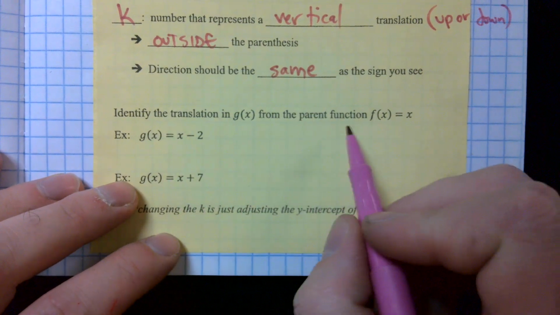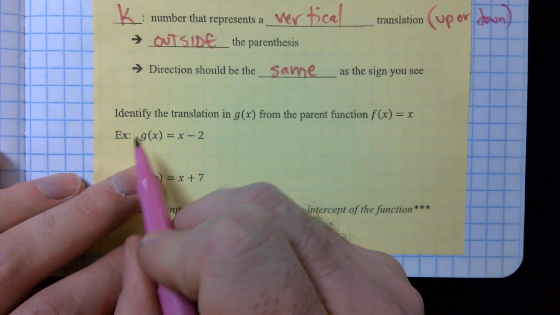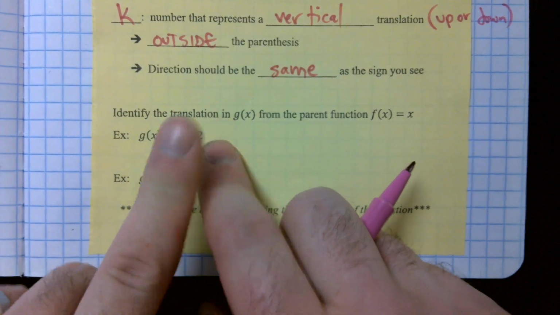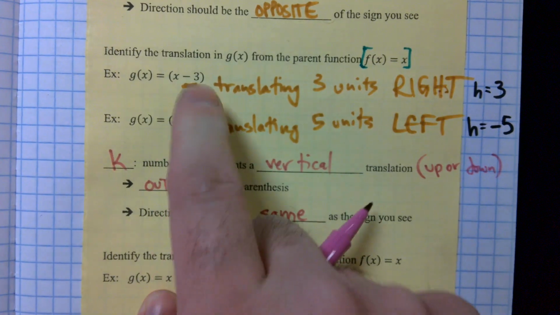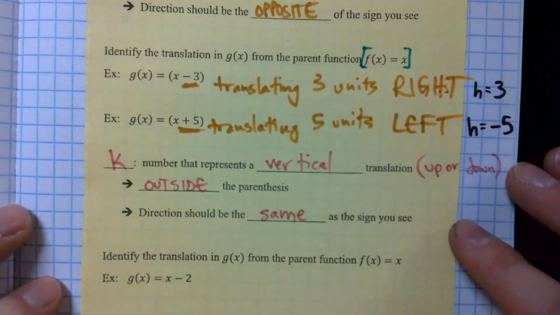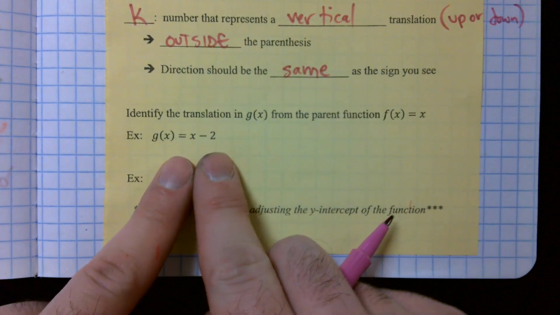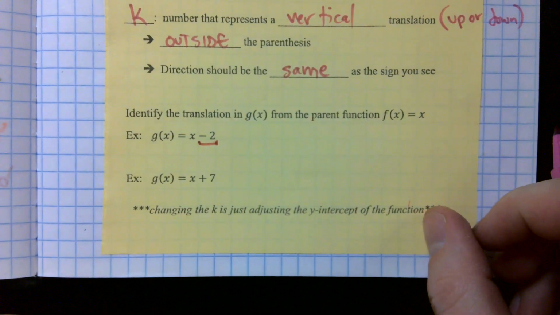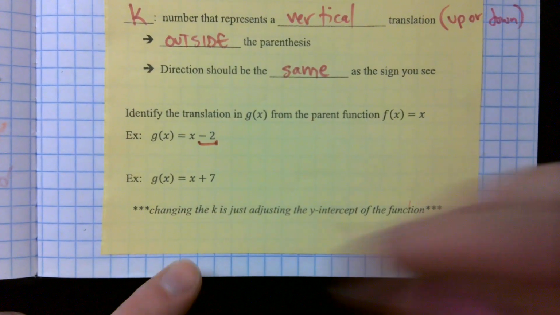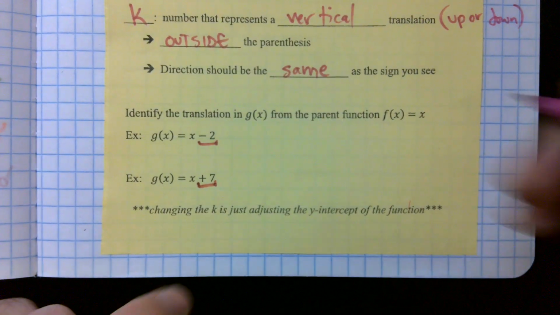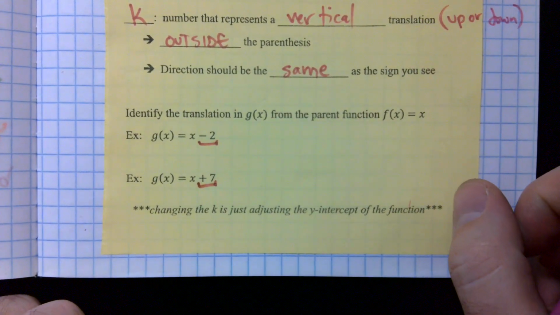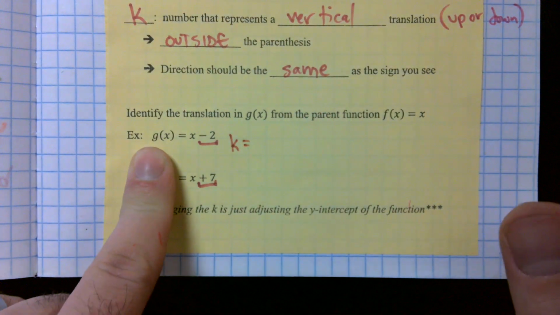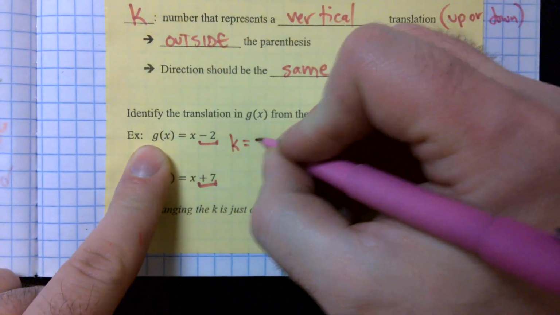Once again, I'm translating f of x is equal to x. Now it's g of x is equal to x minus 2. What's missing from this transformed function that we had in this one? Parentheses. So if I don't see parentheses, this is my k. This is my k. So for this first example, what would k be equal to? Negative 2.